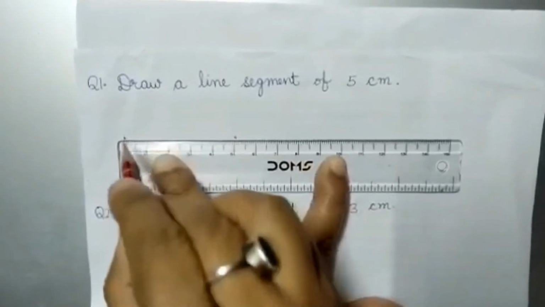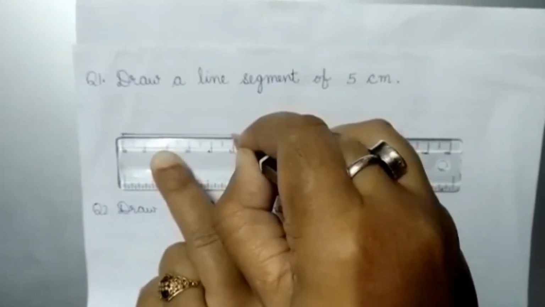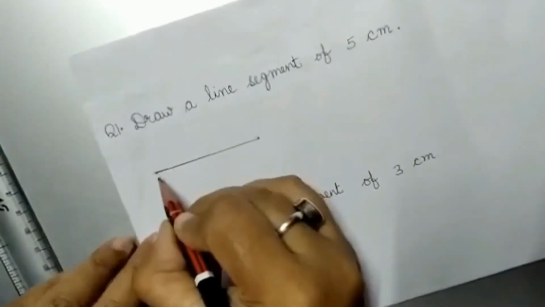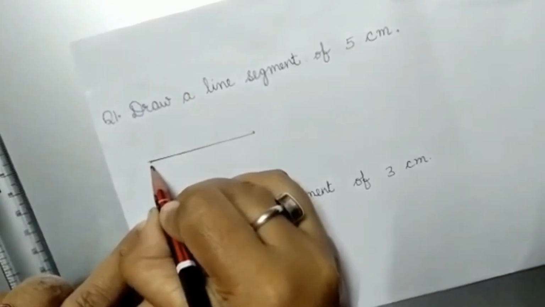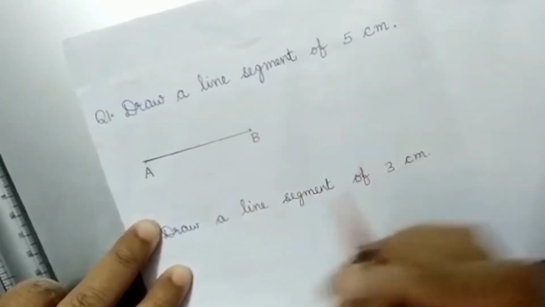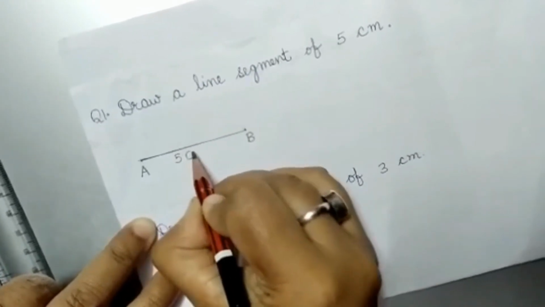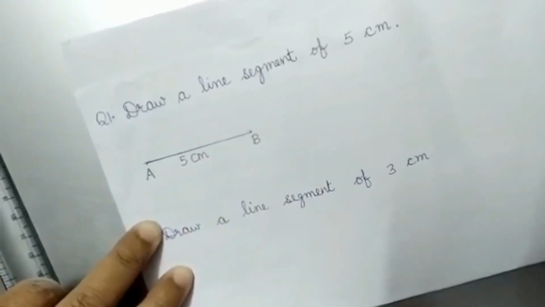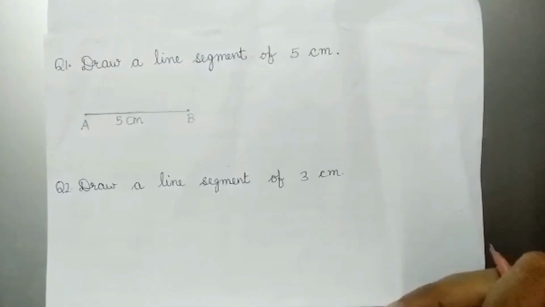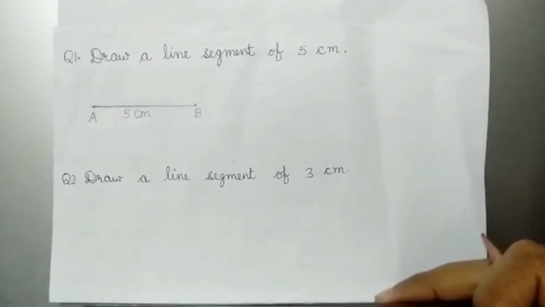And now we will join these two markings. Like this. And now we will name the line segment A, B, and what is the measurement of this line? 5 centimeter. So we will write here 5 centimeter. Now let's take another example. Draw a line segment of 3 centimeters.